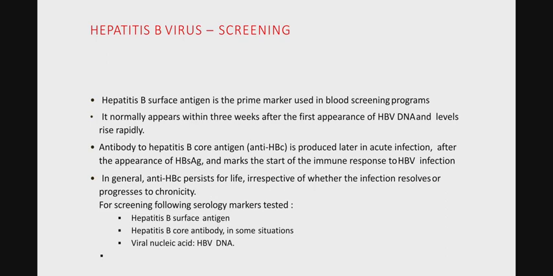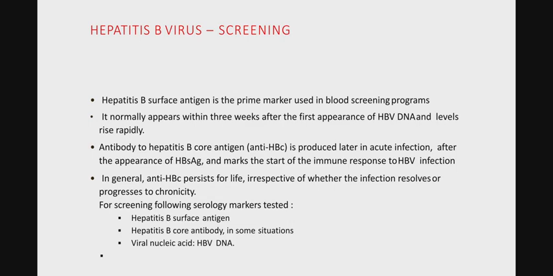Hepatitis B virus screening. Hepatitis B surface antigen, we call it HBsAg, is the prime marker used in the blood screening programs. It normally appears within 3 weeks after the first appearance of HBV DNA and the levels rise rapidly. The antibody to hepatitis B core antigen, that is anti-HBc, is produced later in the acute infection after the appearance of HBsAg, and that marks the start of the immune response to HBV infection. In general, anti-HBc persists for life irrespective of whether the infection resolves or progresses to chronicity.